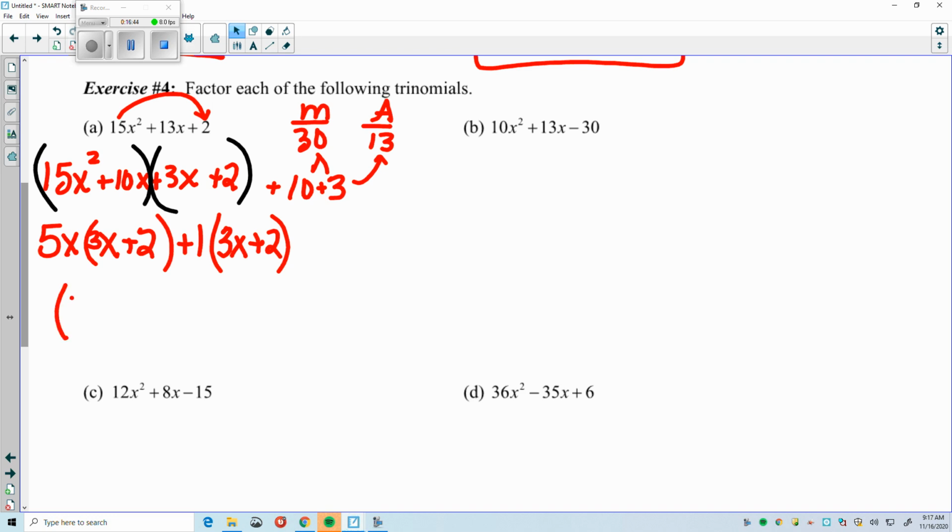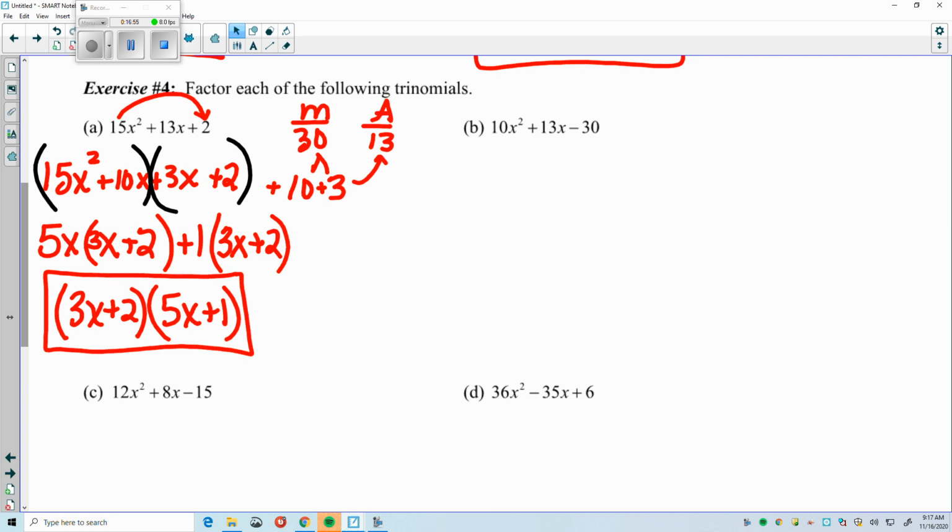Okay, so now we have that repeated factor. And then the other factor comes from the stuff on the outside. So I have a 5x plus 1. And you have factored that completely.